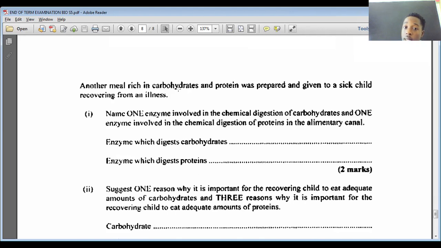This we also did, right? Name one enzyme involved in the chemical digestion of carbohydrates and one enzyme involved in the chemical digestion of proteins in the alimentary canal.